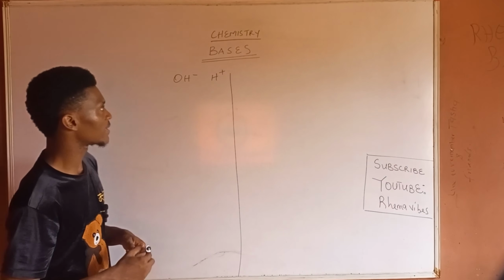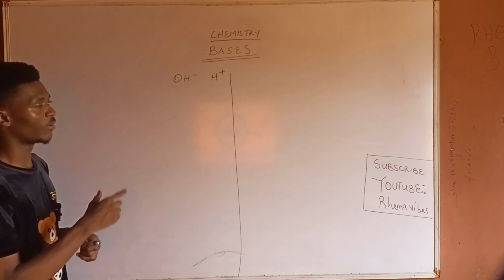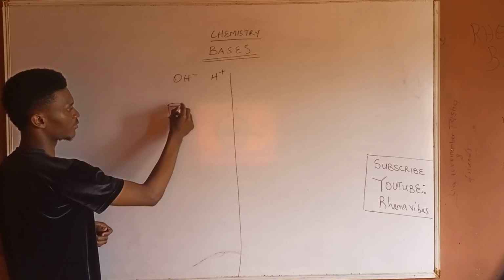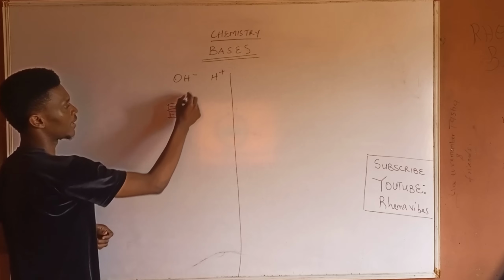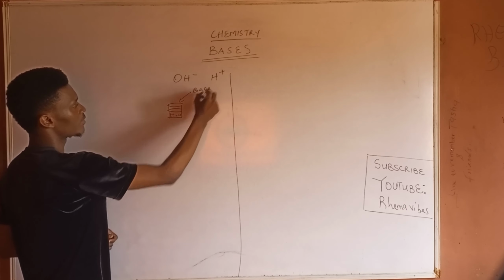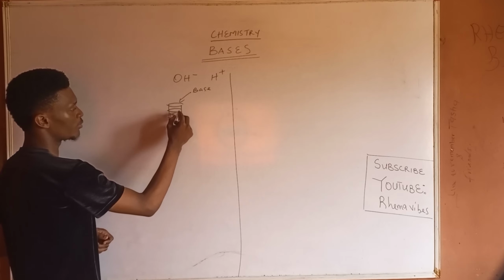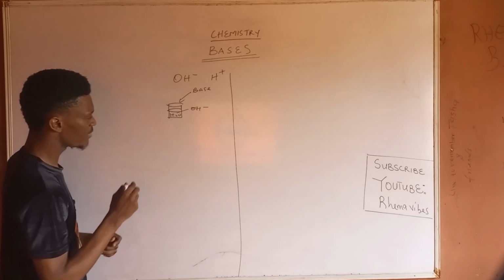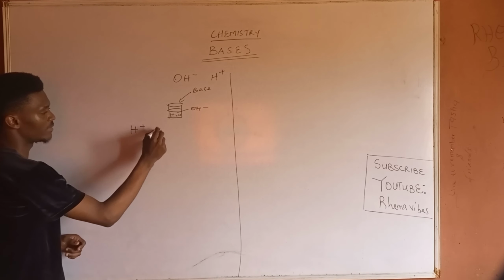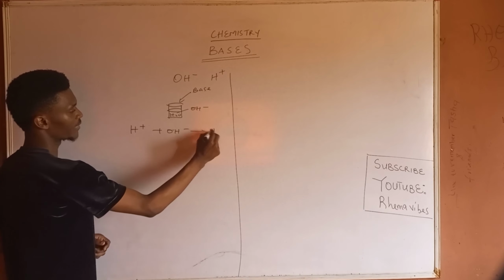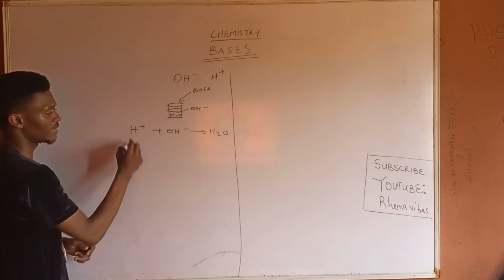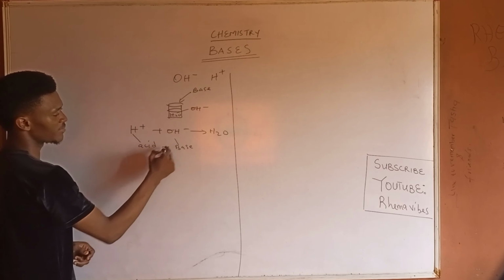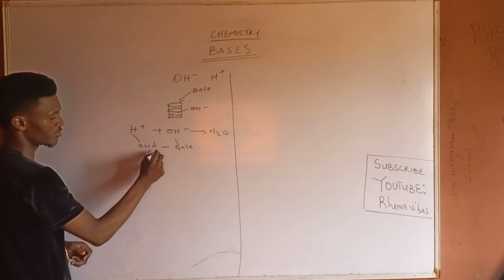Alright, so now looking at Svante Arrhenius' definition of bases, he said that if you have this beaker containing water, H2O, and you dissolve a base, what happens is that it tends to produce OH minus, indicating the presence of base. There is a reaction that is written as follows. Now, whenever you see a reaction like this, know that this one represents acid, while this one represents base. So an acid-base reaction is also known as neutralization reaction.